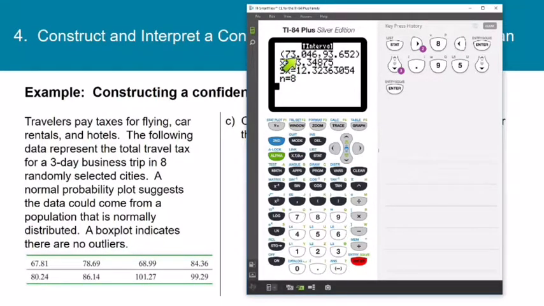And this confidence interval goes from 73.046 to 93.652. And you might notice that these numbers are slightly different from the ones that we got when we used the formula to construct this confidence interval. So what's causing the difference?